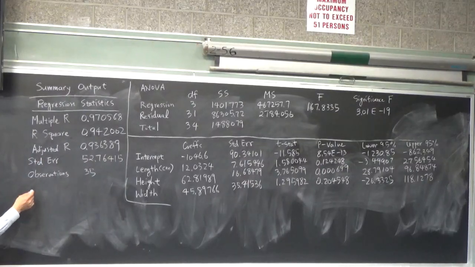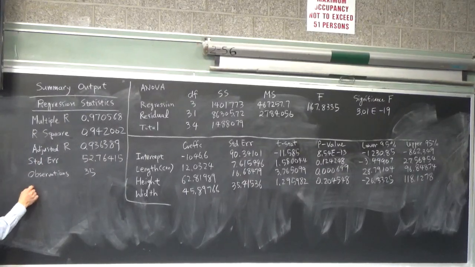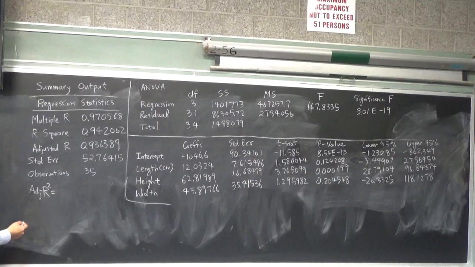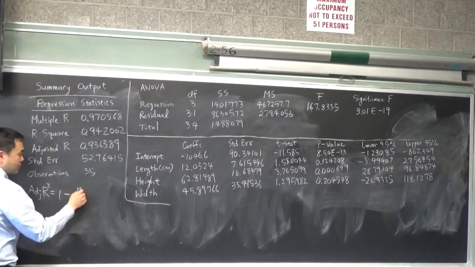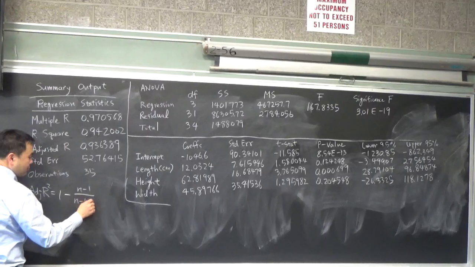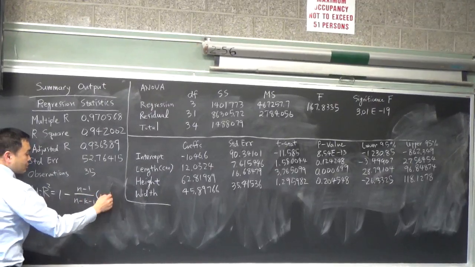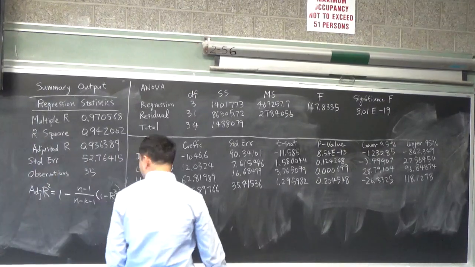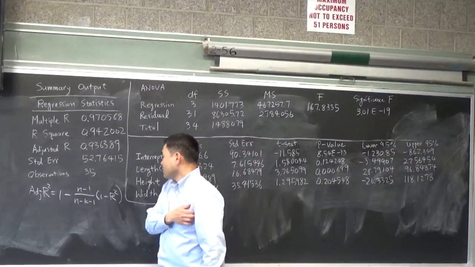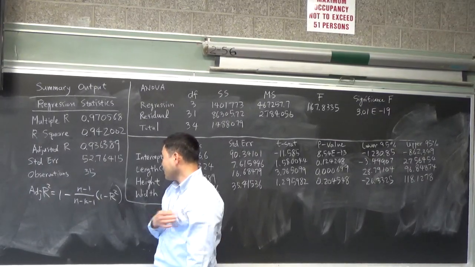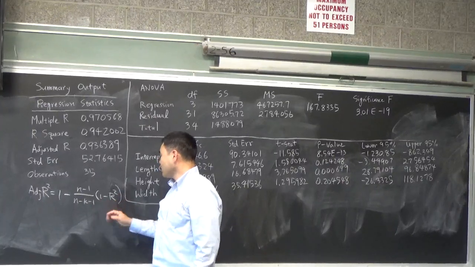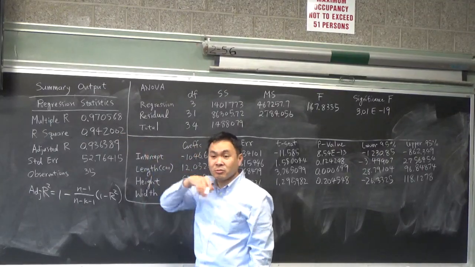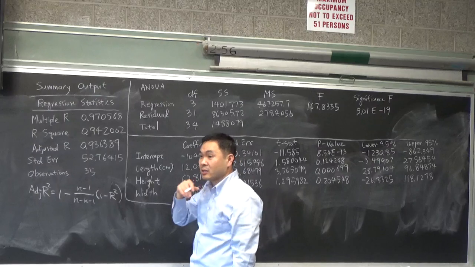So you have adjusted R squared is given by 1 minus (n minus 1) over (n minus k minus 1), times (1 minus R squared). So that's the formula. The way you should read this is, okay, what's the meaning of R squared? Do you remember? This is called the coefficient of determination. Do you remember the meaning of this? How much of the data is correct?